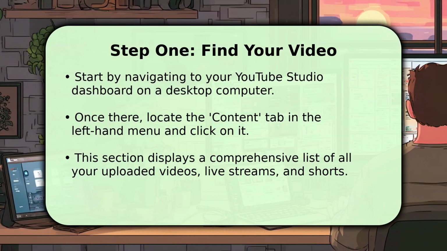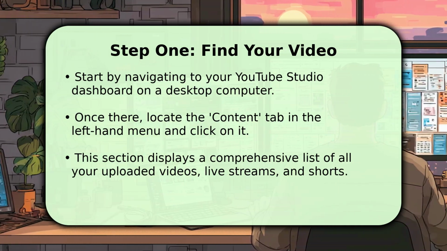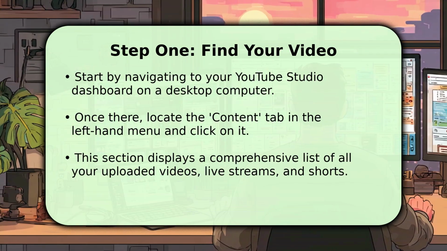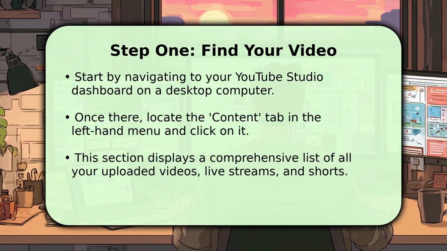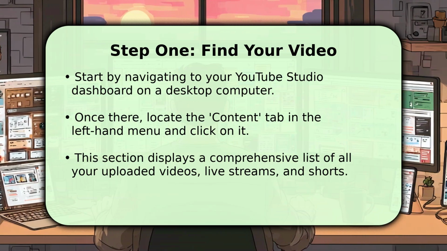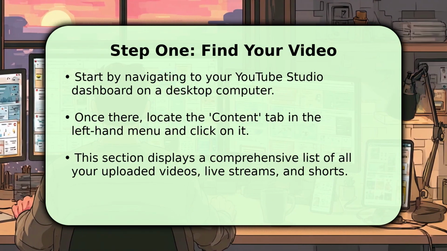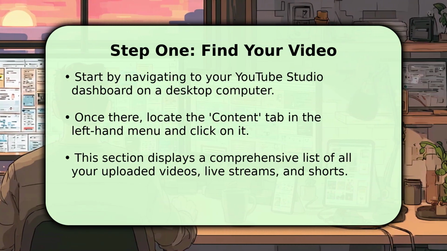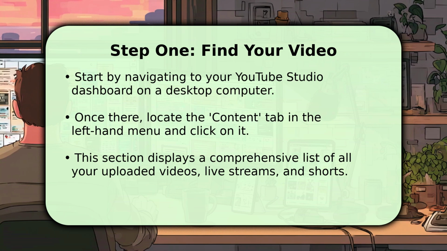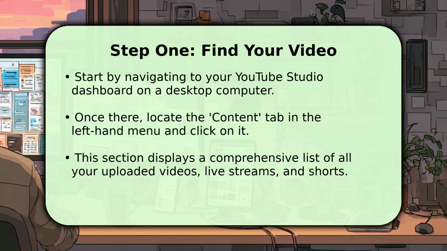Open your web browser and head over to your YouTube Studio dashboard. This is your central hub for managing all your channel's content. On the left-hand side, you'll see a navigation menu. Simply click on the Content tab. This page will then present you with a complete overview of every video you've ever uploaded, including your live streams and short-form content, making it easy to find the specific video you wish to edit.